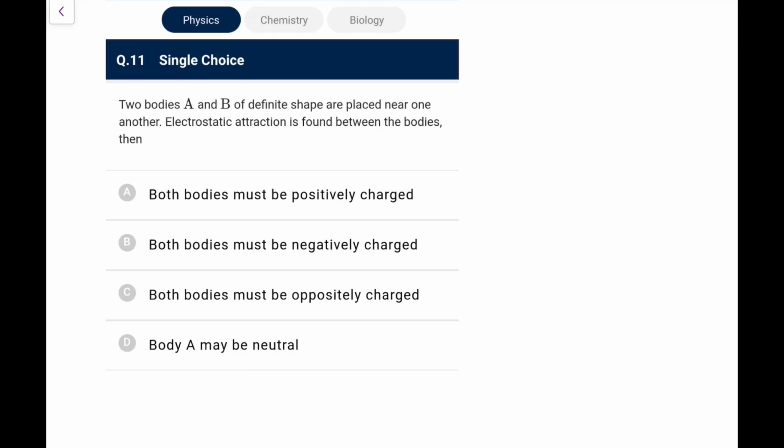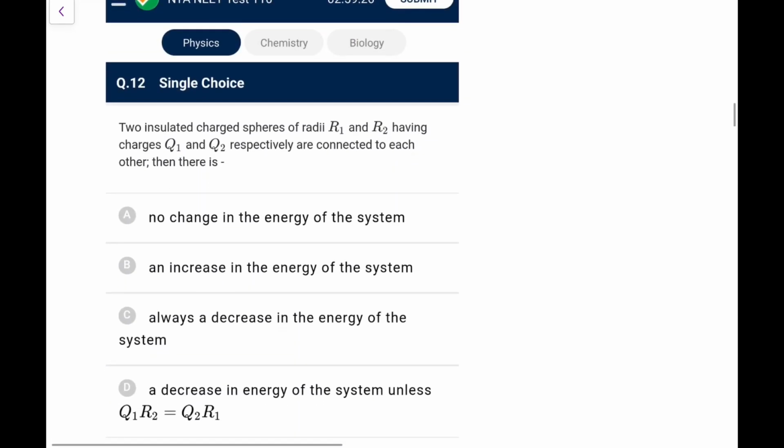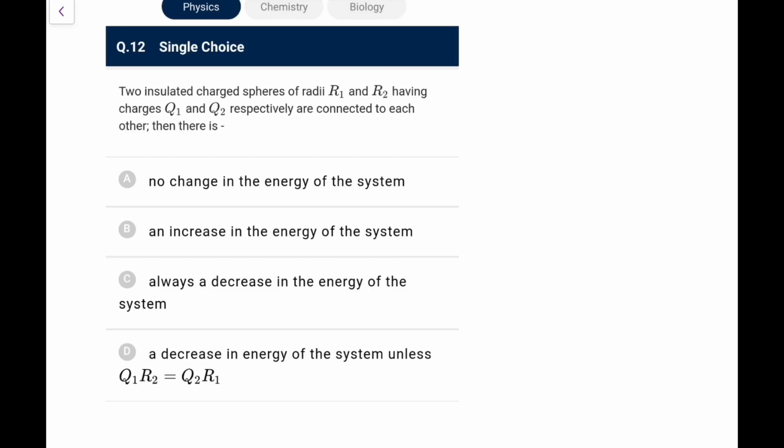Just remember, the true test of electrification is repulsion. If one of the bodies is charged and the other is uncharged, then also they will show attraction because of the induction effect. So the options have to be carefully analyzed. Body A may be neutral, it could be a possibility, so I'll go for option D. Always remember, the real test of electrification is repulsion, not attraction.